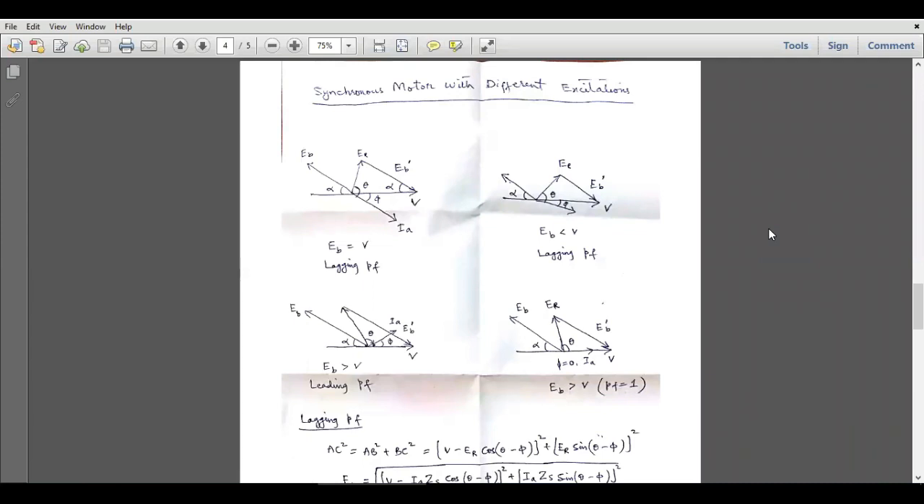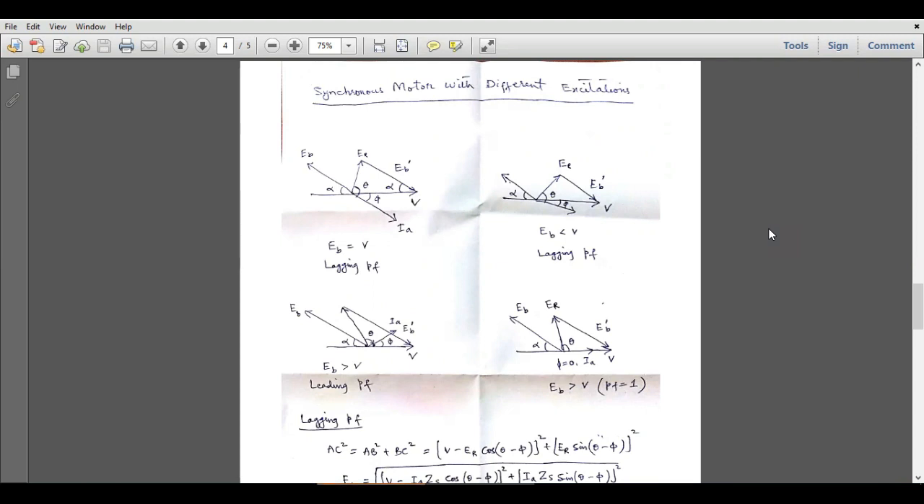So from the previous lecture we have started the section of synchronous motors, and in the previous lecture we discussed the operation, construction and working of synchronous motors. And we have also discussed already the phasor diagrams of various quantities associated with the synchronous motors.